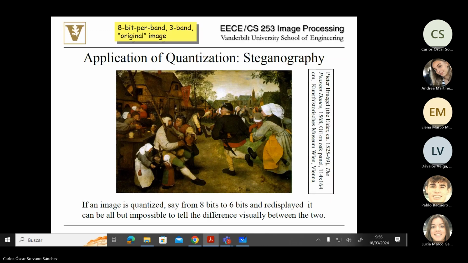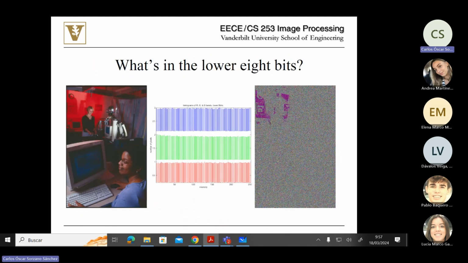So this is the original with the 8 bits. This is the new one where only the last 2 bits are set to 0. And you barely see a difference. Why? Because we saw that the last bits just contain noise, or they don't have any useful information. So if you put noise or you put zeros, you don't see the difference.